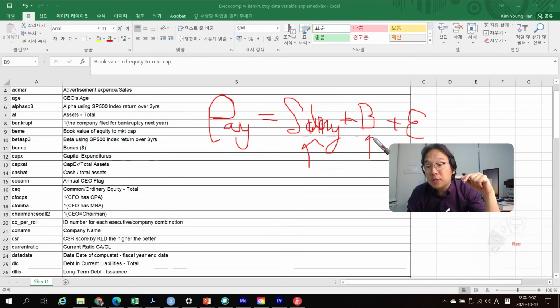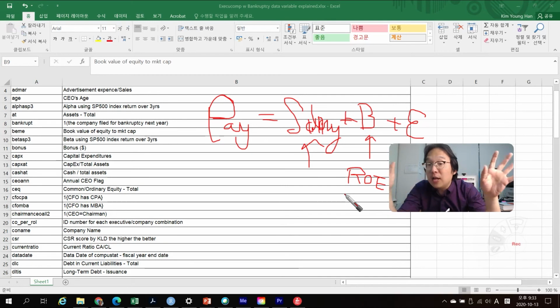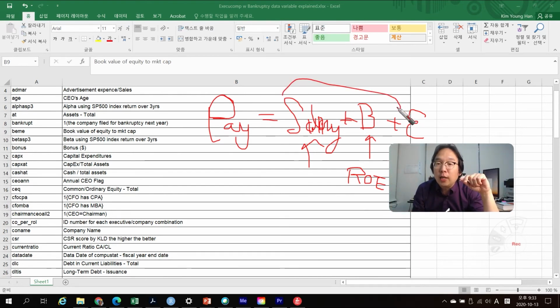But bonus has to do with your performance. You hit some accounting-based benchmark, like ROE. Let's say your ROE achieves a certain level, then you get $1 million or something. Or your sales grow by more than 20%, you get X dollars of bonus, right? These two are cash items, cash payment, right?